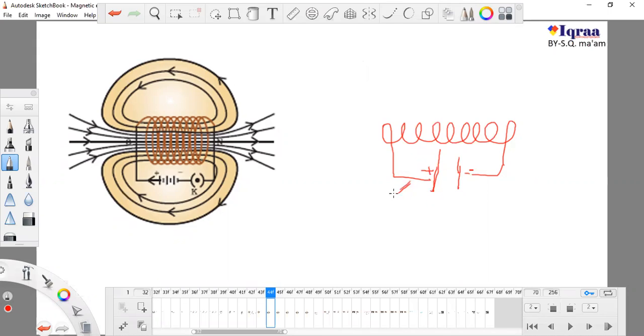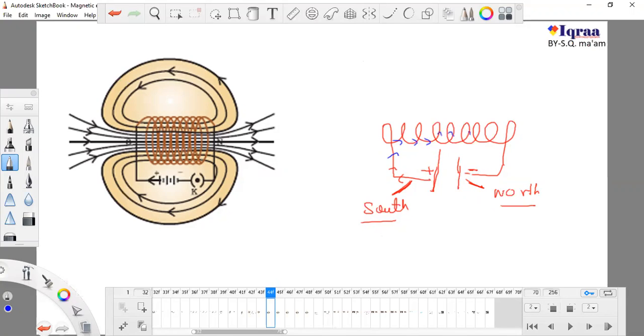Okay, so in this case you can see the positive terminal is also always known as south pole, and the negative terminal is also always known as north pole. Don't forget south and north pole. So how will electricity conduct? The electricity will conduct from south to north. Remember this.